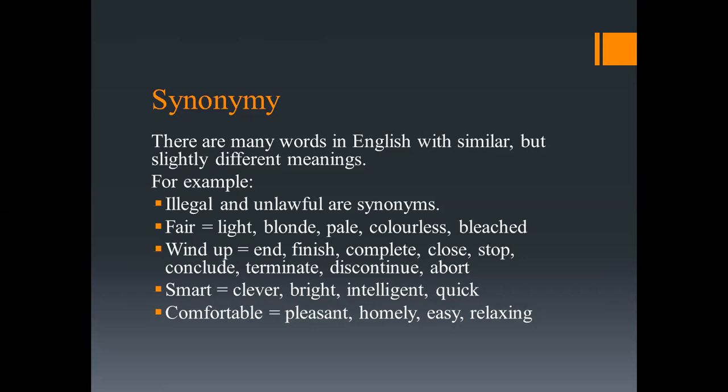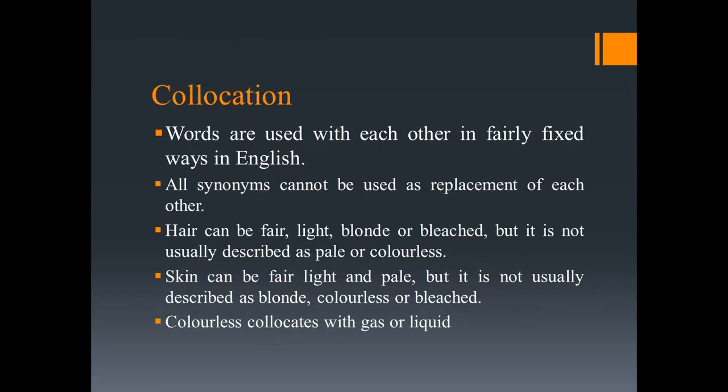I've already told you about this in the first part. Now, collocation is very important. As I told you, if we don't know about collocation, it means we don't know how to use a word. And of course, word means the combination of noun and adjective, and the combination of adjective and verb. There are different types of combinations. So words are used with each other in fairly fixed ways in English. All synonyms cannot be used as replacements of each other. It means you cannot replace them with each other.